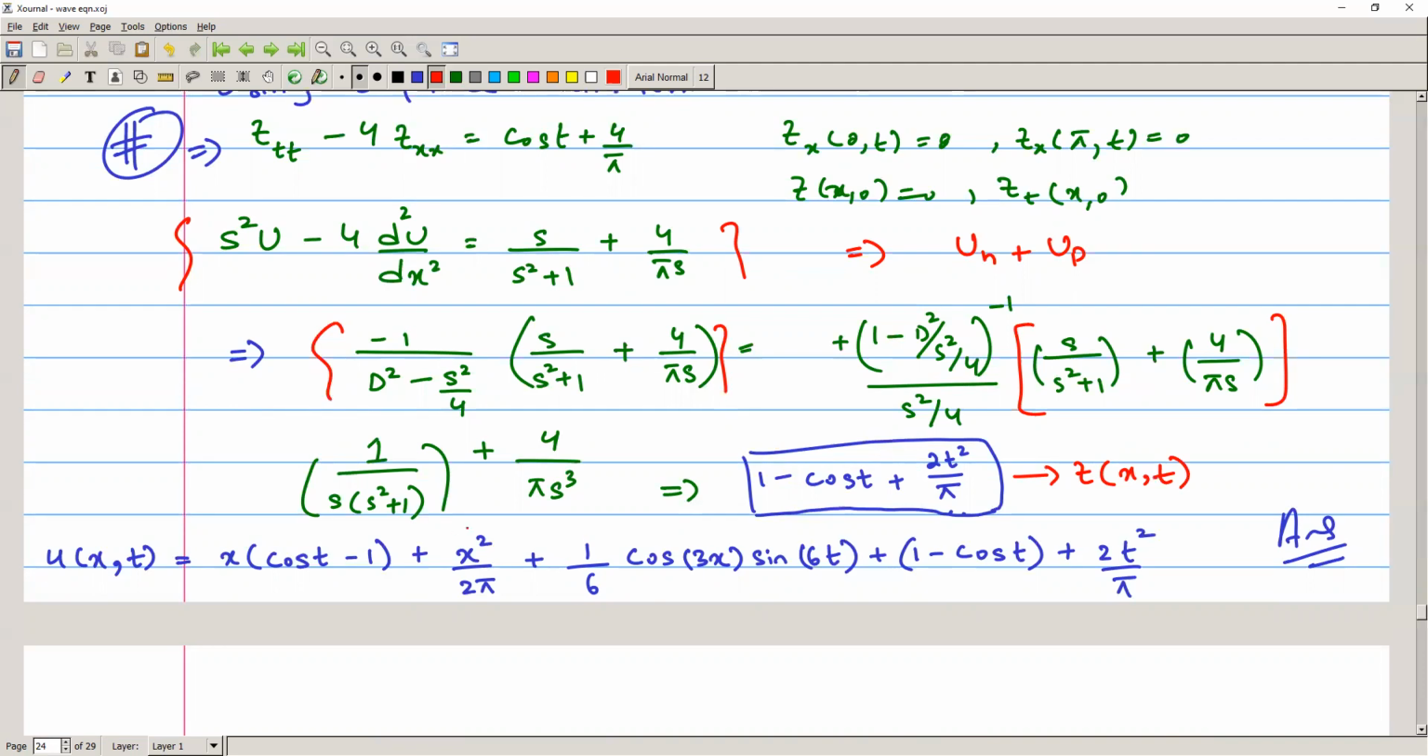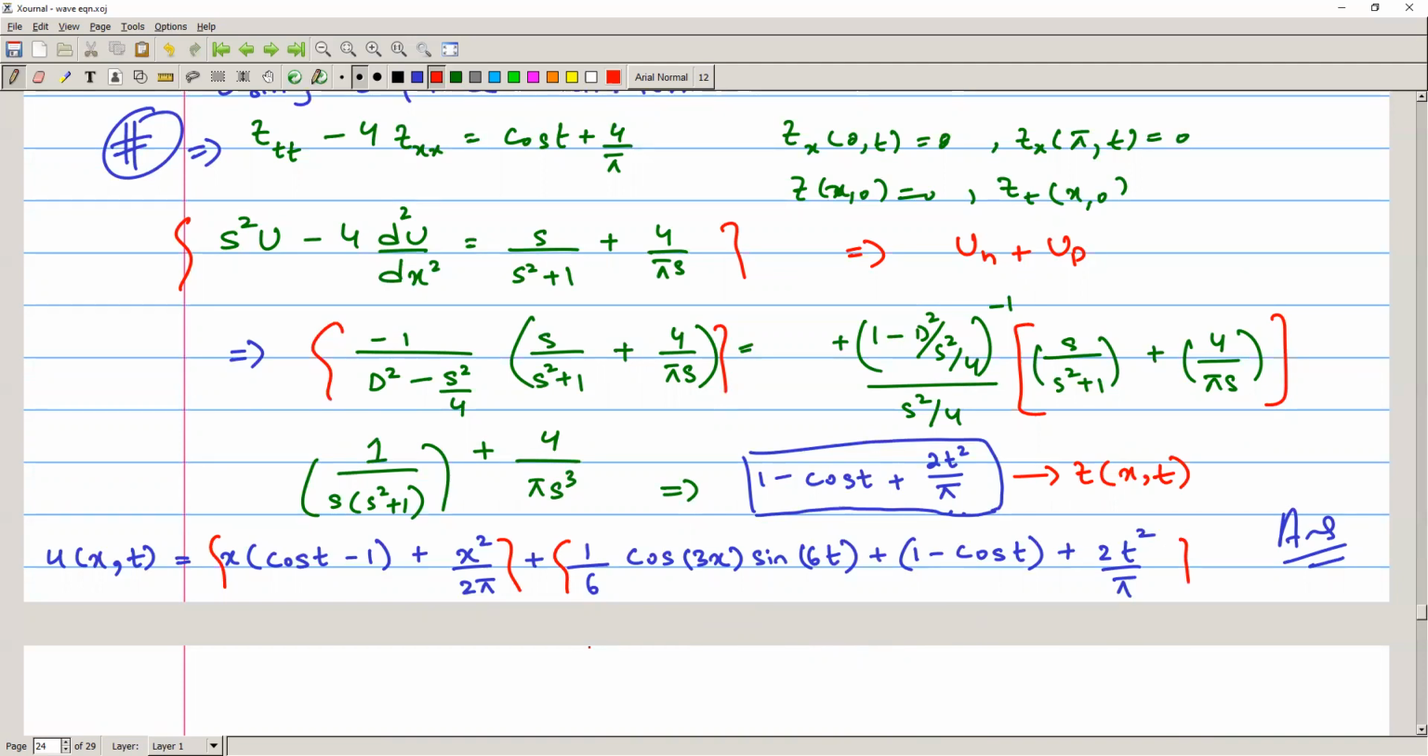Now we can sum up all the equations, that is S(x,t), Z(x,t), and V(x,t). So we will get the particular solution for this problem. That is u(x,t) equals x cos t minus 1 plus x squared over 2 pi. That was our V(x,t), and this whole is our W(x,t). All right, so in this way we can solve the problems.